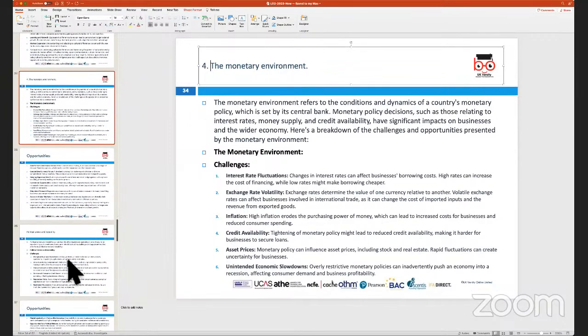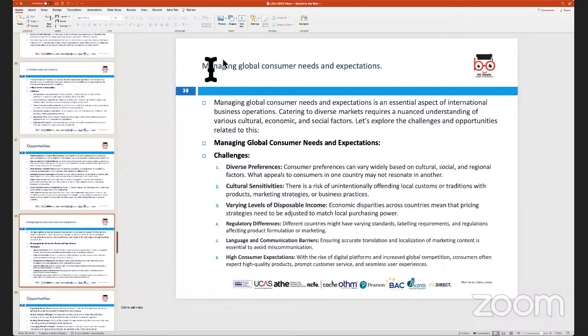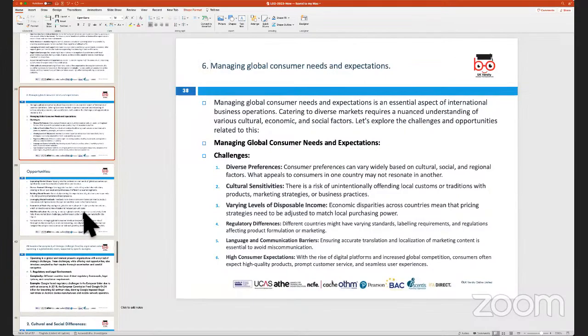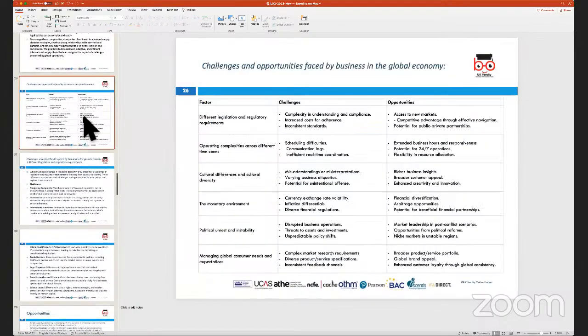And we look at political instability, or essentially unrest. And last but not the least, managing global consumer demand and their needs and expectations. So I've discussed some of these points individually, but from the point of view of our discussions today, let's look at a table which summarizes pretty much everything.